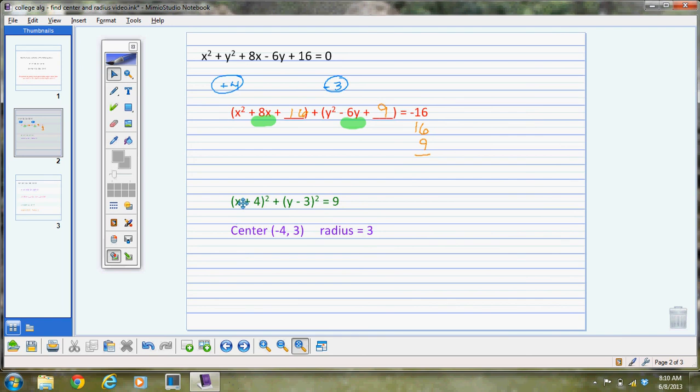When you take this out of parentheses, remember that makes that a negative 4. So the x value for the center is negative 4. When you take this out of parentheses, makes that a positive 3. So our center is negative 4, 3. And for your radius, don't forget to take the square root. Square root of 9 is equal to 3. So our radius would be 3.